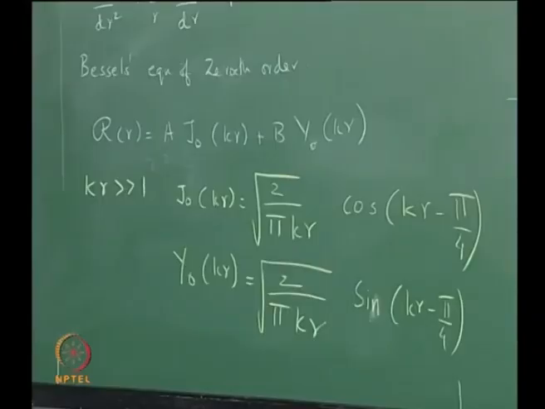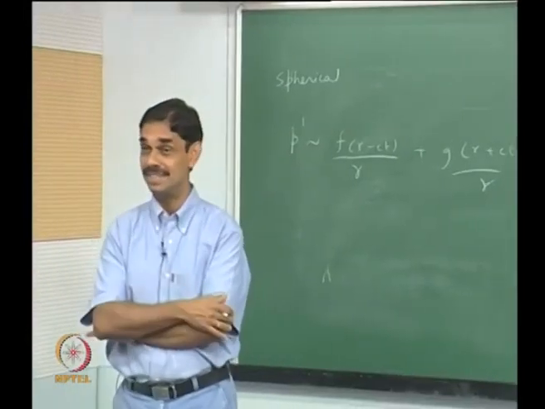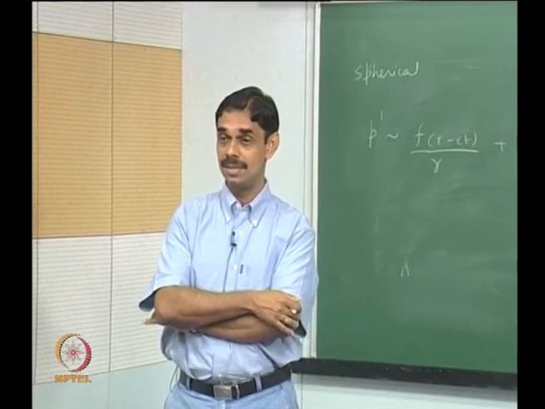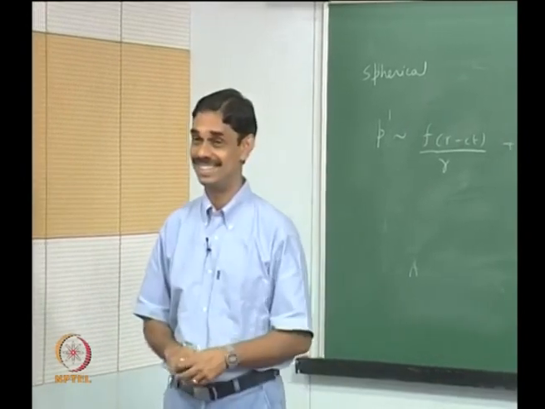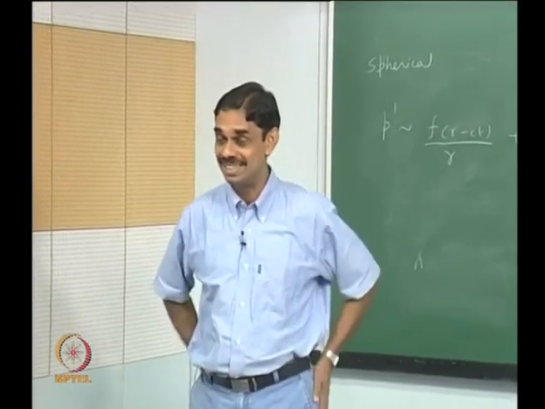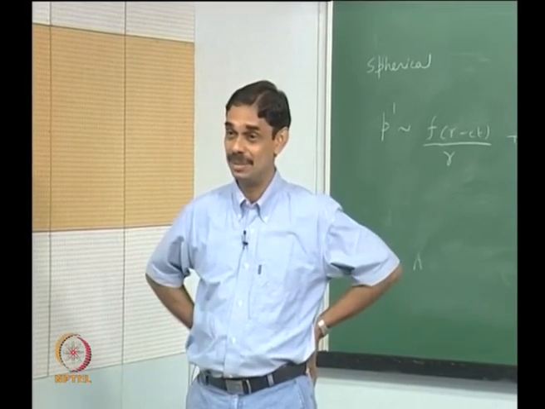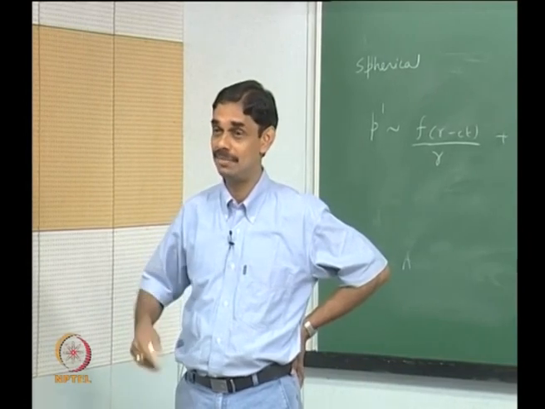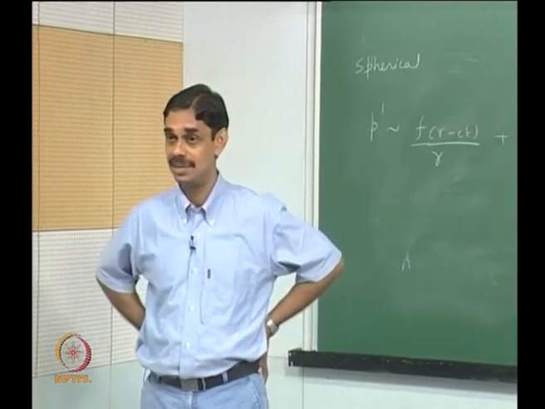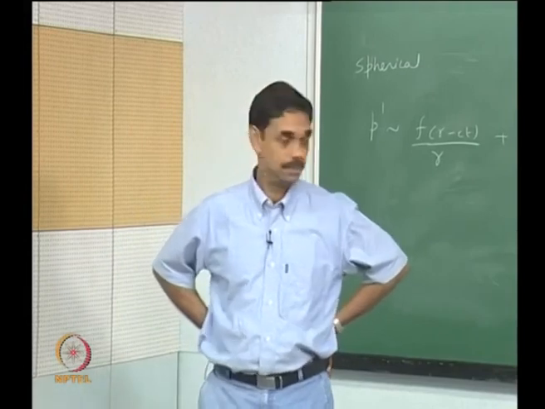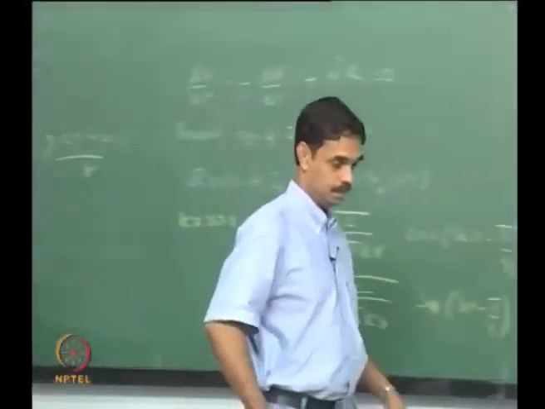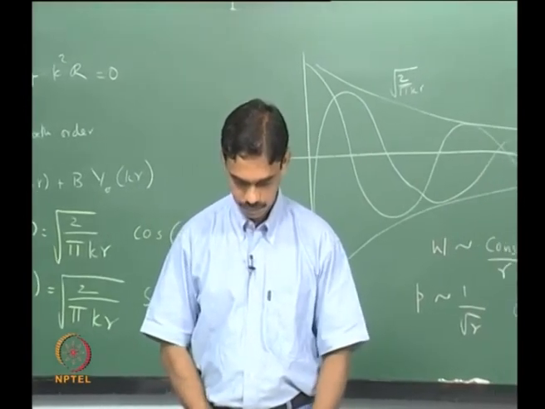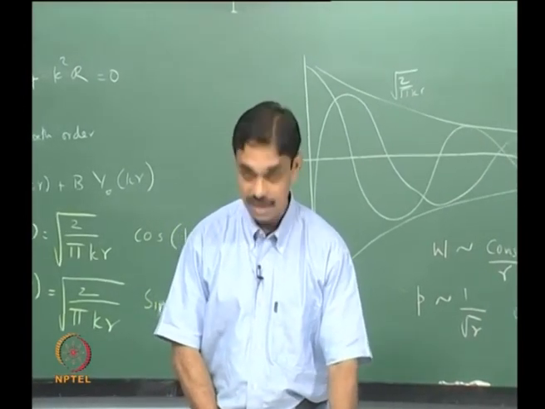Any physics minors here? So you must answer. What would be the answer? Can you guess? For spherical, instead of J naught and Y naught, what will it be? It will be j half and j minus half, okay. Any questions on this?